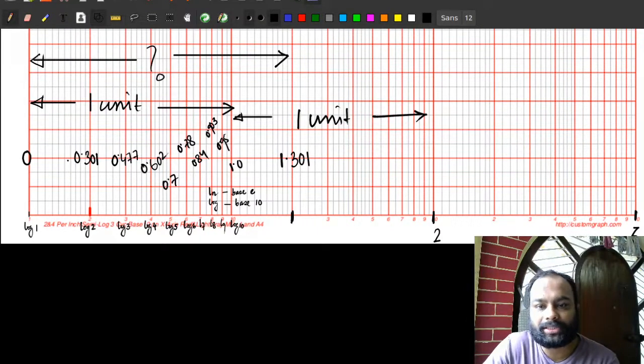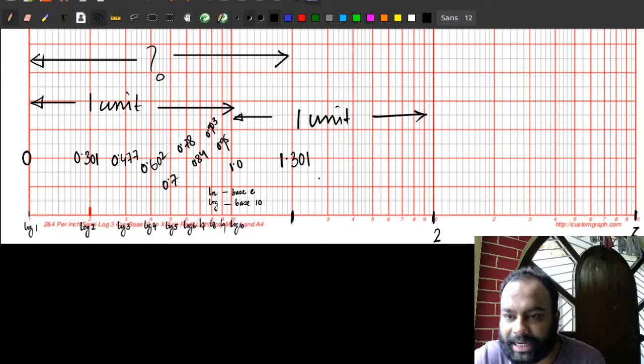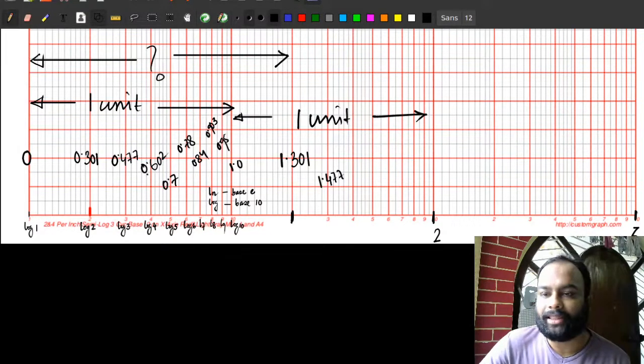So this much is 0.301, right? So how much is this entire length? 1.301. So of course my next question would be, how much is this length? Of course that would be 1.477, because this length is 1 and this length is 0.477. So this entire length, starting from here, would be 1.477.